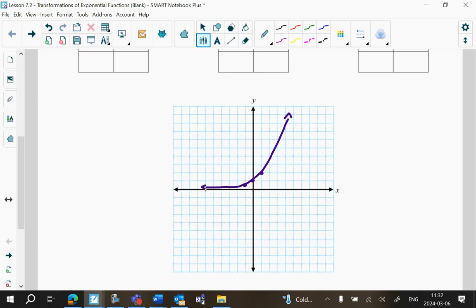Don't forget the asymptote as part of your graph. Okay. So that's a complete graph of y equals 2 to x. We did that one without having to do a table of values. Or, I mean, we could do a table of values. We could just do mapping notation.